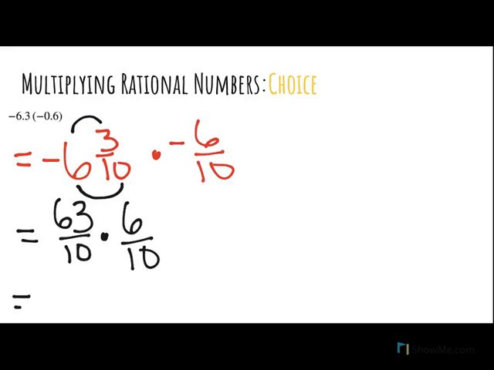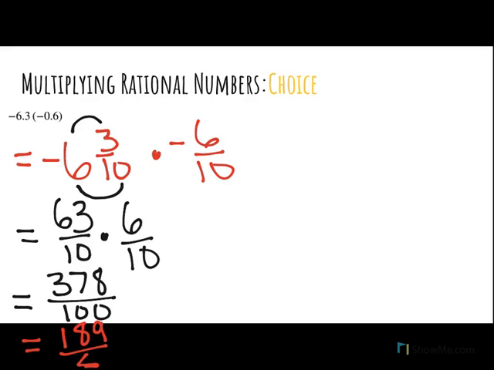Okay. So if I multiply these together, let's see, 6 times 60 would be 360. 3 times 6 would be 18. So this would be 378 over 100. All right, now do they have anything in common? I can take a 2 out of each of those. So if I take a 2 out of each of those, I would end up with 189 over 50. And that should be my final answer.